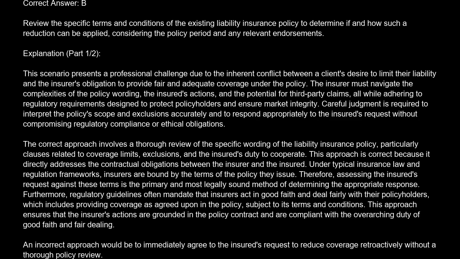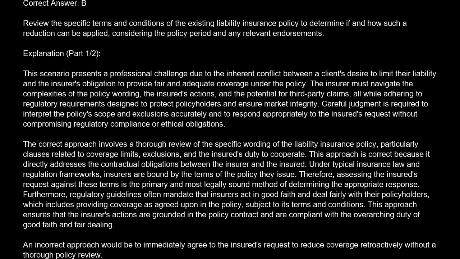response. Furthermore, regulatory guidelines often mandate that insurers act in good faith and deal fairly with their policyholders, which includes providing coverage as agreed upon in the policy, subject to its terms and conditions. This approach ensures that the insurer's actions are grounded in the policy contract and are compliant with the overarching duty of good faith and fair dealing.